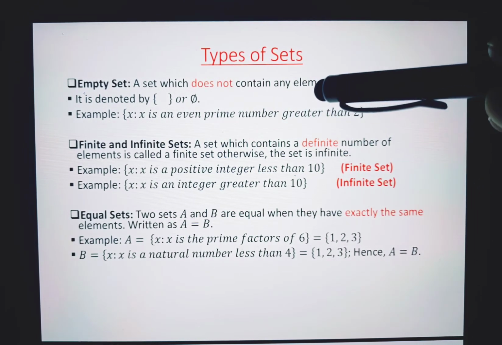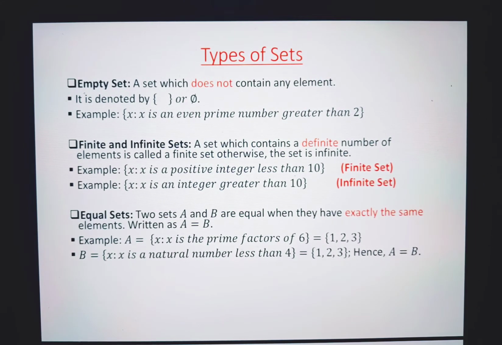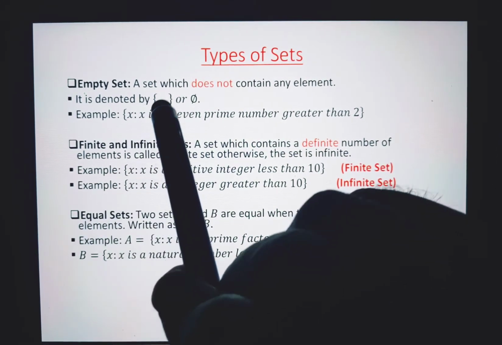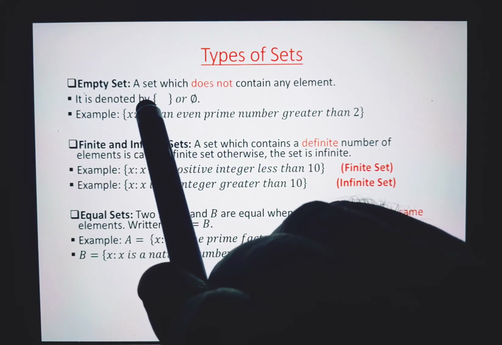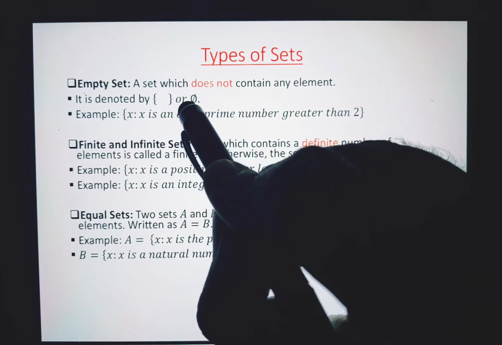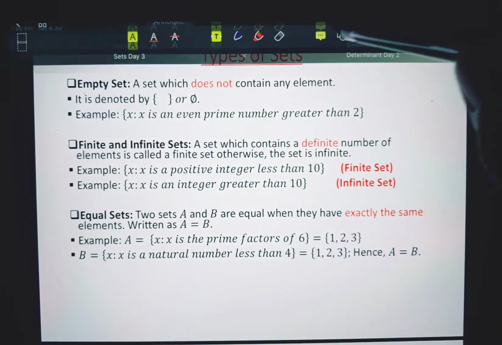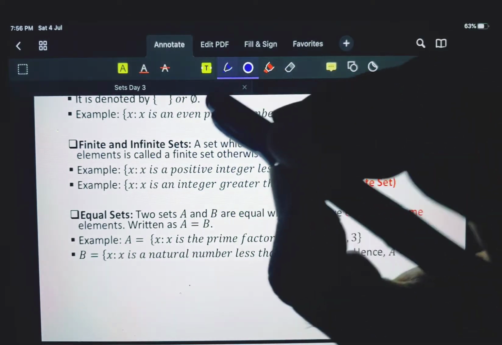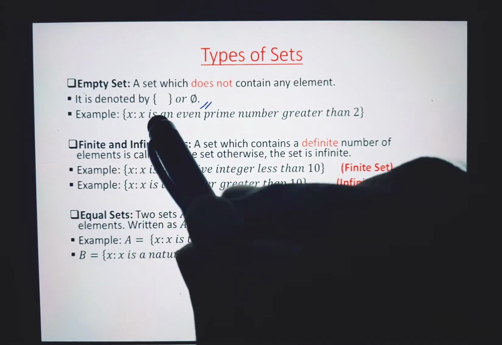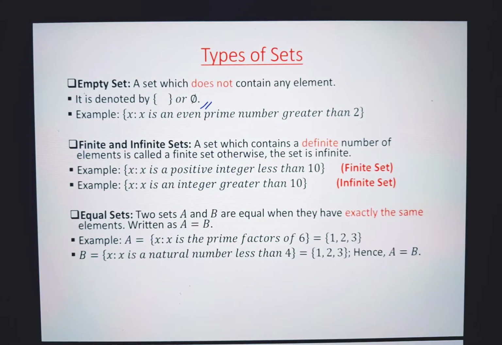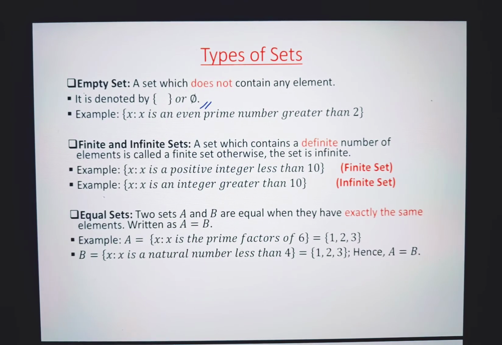A set which does not contain any element. It is denoted by two brackets with nothing inside the brackets. It is also denoted by this sign. If you see this sign, then you can tell that it's an empty set. Clear? The empty set is also known as a null set or void set. When you hear those terms, you think of it as an empty set.